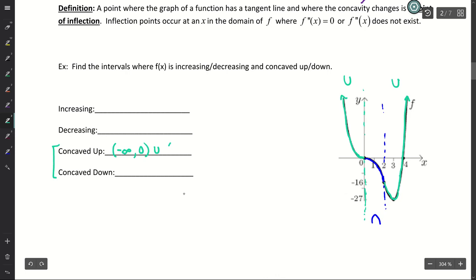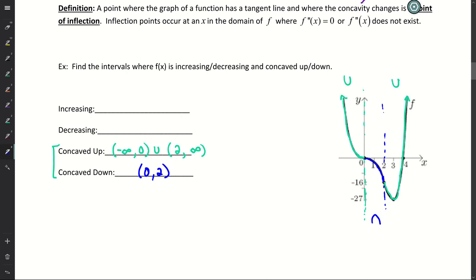And this is just like increasing, decreasing. You always look at the x values. So from 2 on to infinity. And then concave downward is going to be between x is 0 and x is 2. So between 0 and 2, we have this concave down behavior.